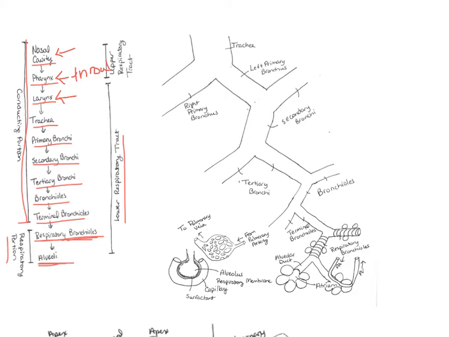So the trachea leads down from the larynx. It is only about 4 inches long, and then it bifurcates, or it divides. It has a diameter of about 1 inch. Okay. And then it divides into these 2 primary bronchi. So we have the left primary bronchus and the right primary bronchus.